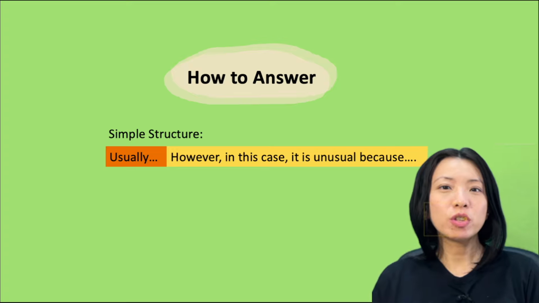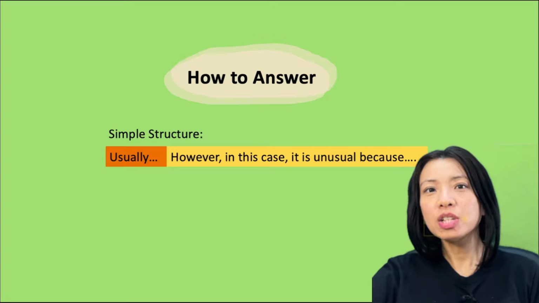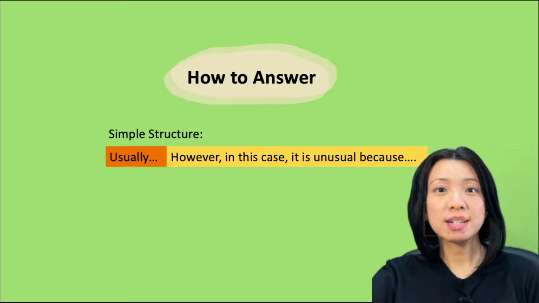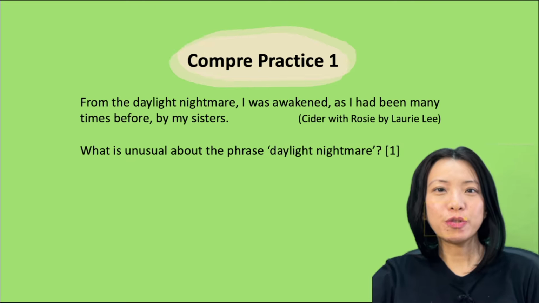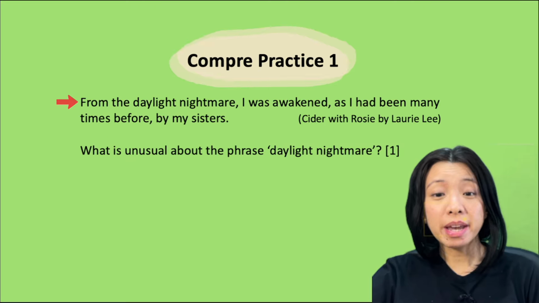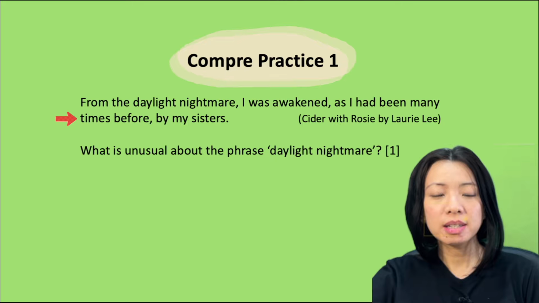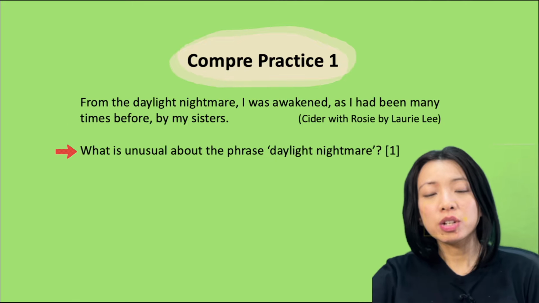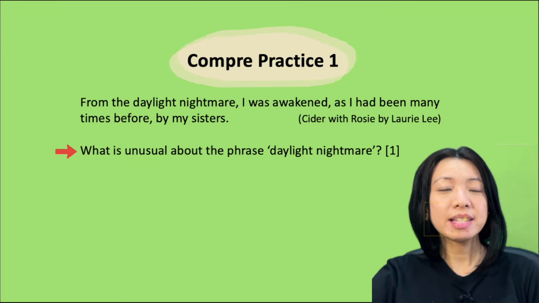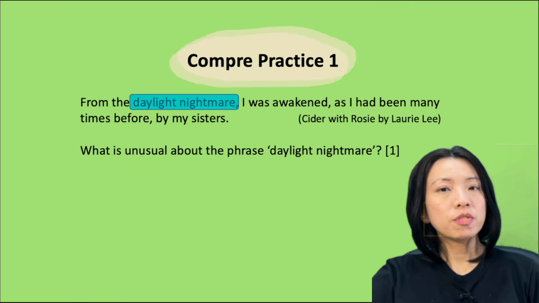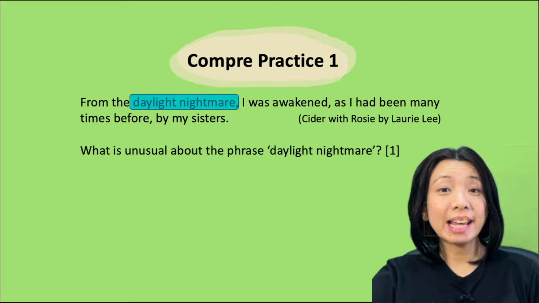Okay, so now that we have looked at a structure that we can use, let's look at an actual comprehension question. I'm going to read this question for you first. From the daylight nightmare, I was awakened as I had been many times before by my sisters. The question is, what is unusual about the phrase daylight nightmare? So first of all, we need to analyze the phrase daylight nightmare.